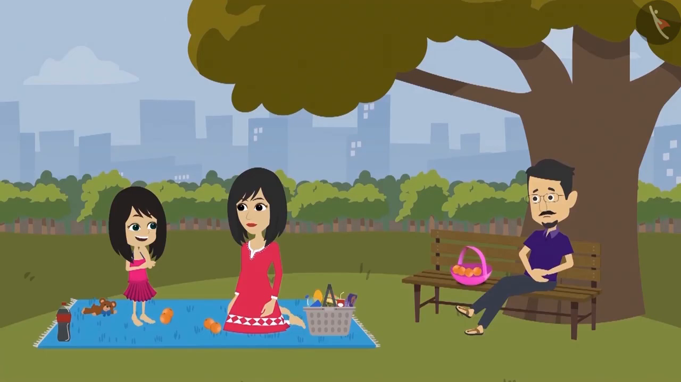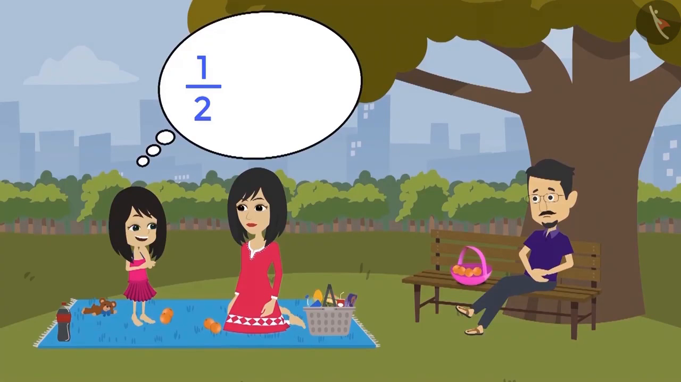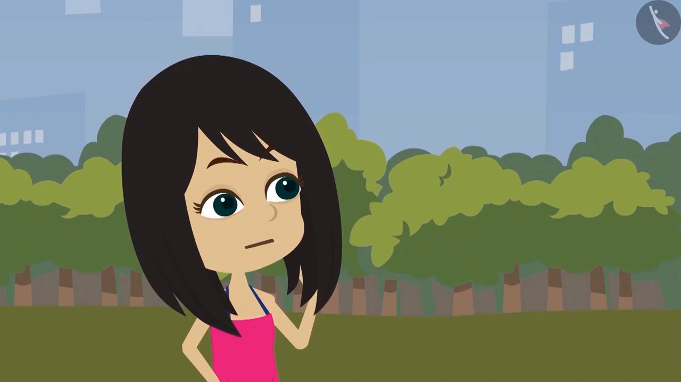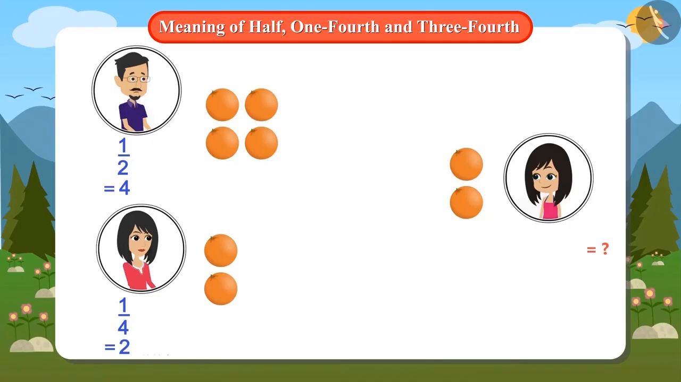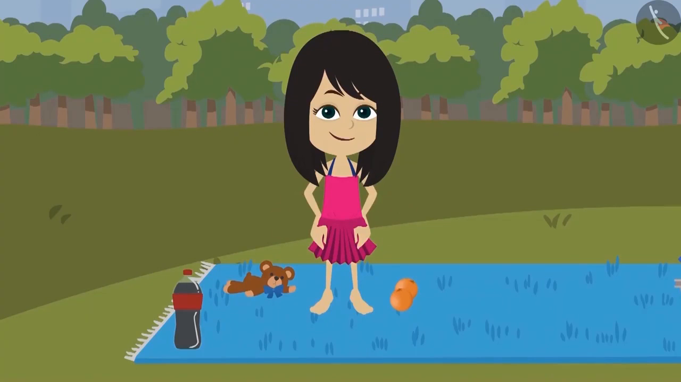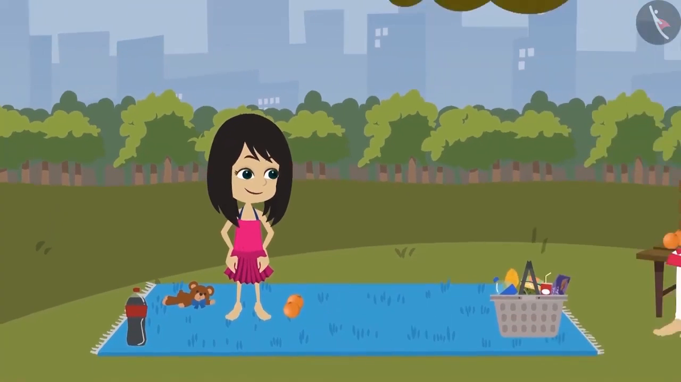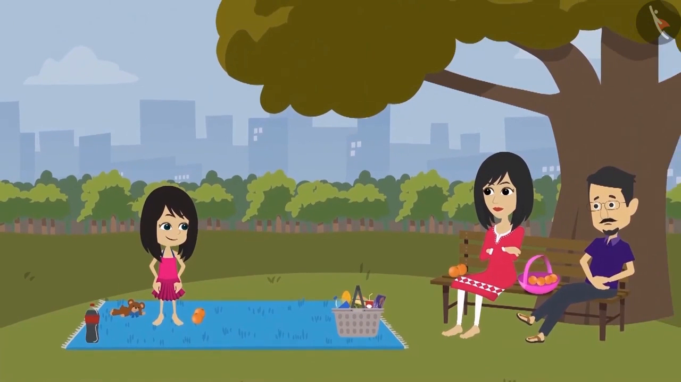Neha figured out how many oranges would come after adding half oranges and quarter oranges. But if she has to tell how much of the total oranges came in the share of her mother and father, how will she tell? Can you help Neha find out? How much of the total oranges did Mummy and Papa get?